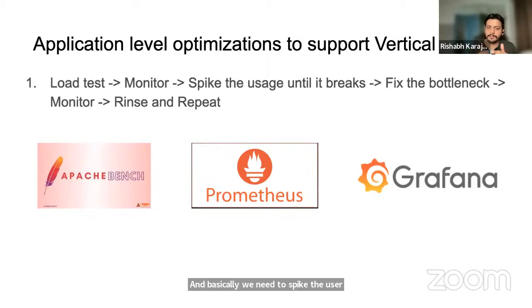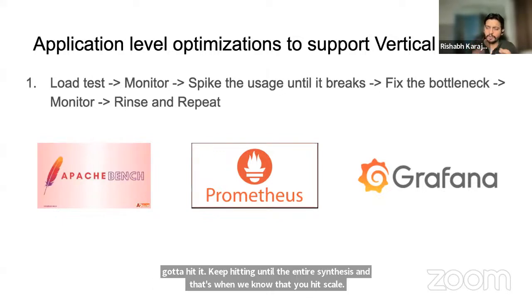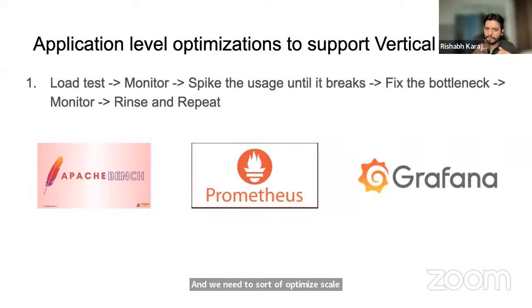We've got to keep hitting it until the entire thing breaks. And that's when we know that we have hit scale and we need to optimize, scale up, or scale down, based on how we want to attack the problem. So in this case, we want to attack the problem that we have spiked the usage. Okay, we have our system breaking now. Let's start with optimizing our code.